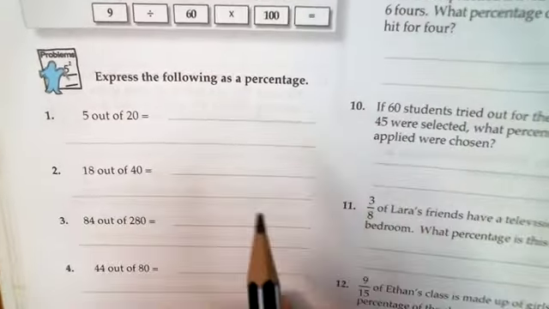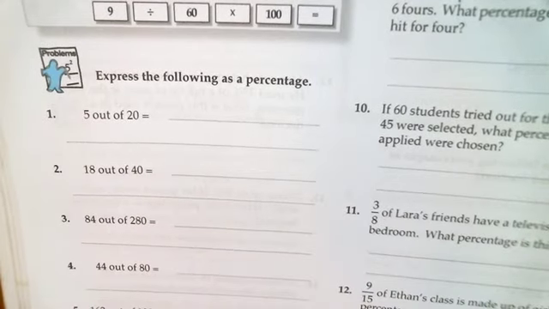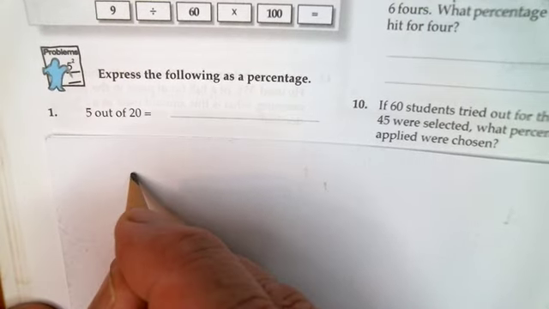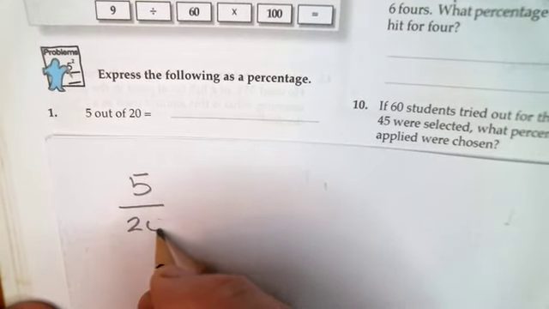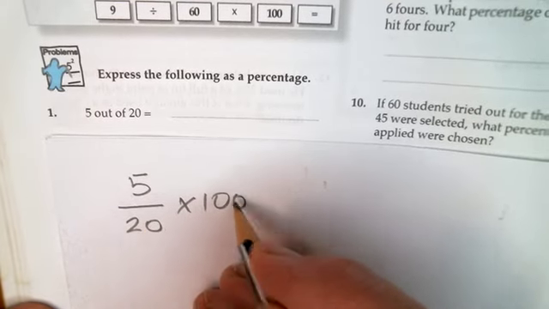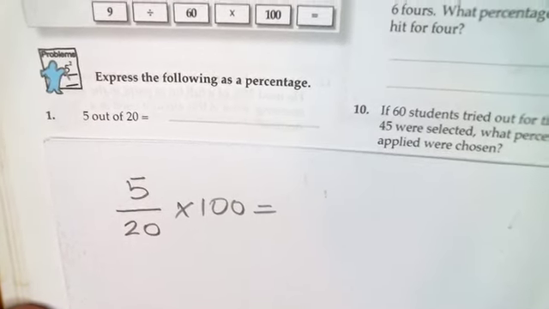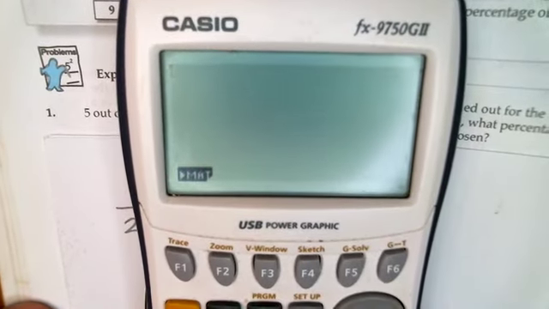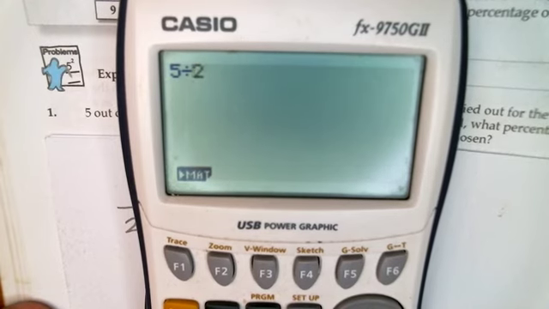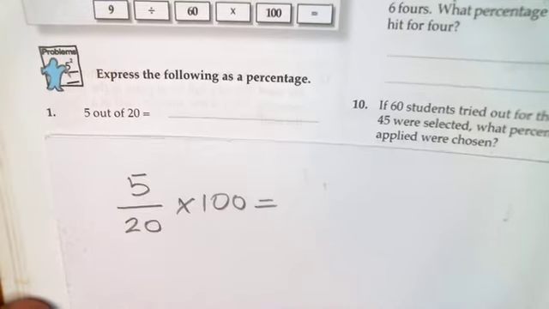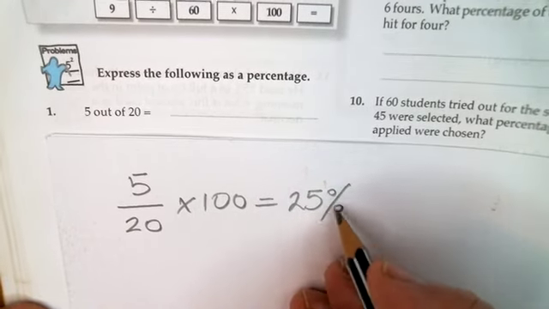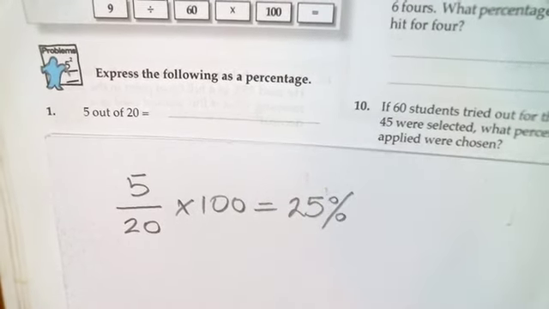So let's take a look at some of these. Here's one, 5 out of 20. I'll write them on a separate sheet. So 5 out of 20, I multiply by 100. I'll do it on the calculator so you can see it going through, because chances are you're going to be using a calculator in an exam. I can go 5 divided by 20 equals, and then multiply that by 100. There it is. And the answer is 25. Now, 25 what? 25%.